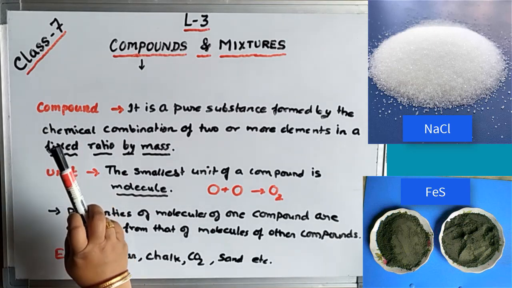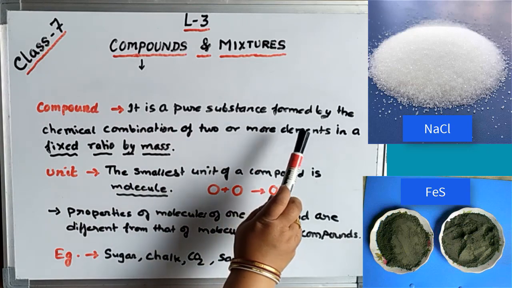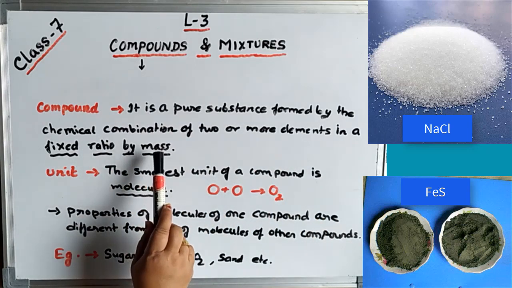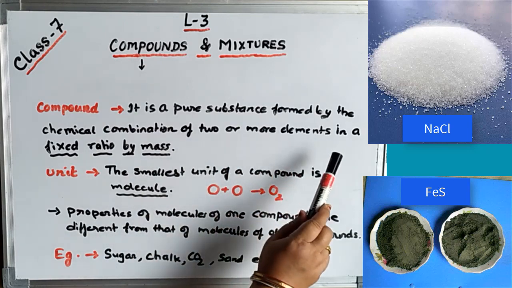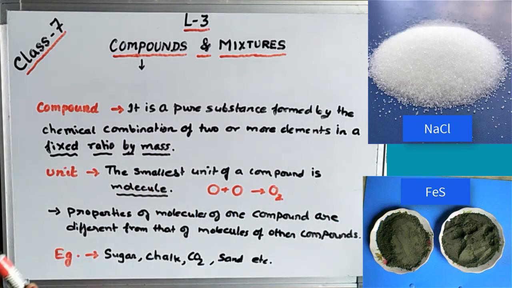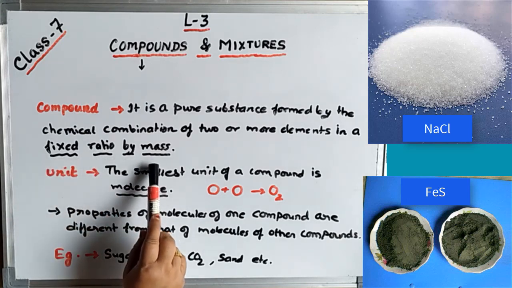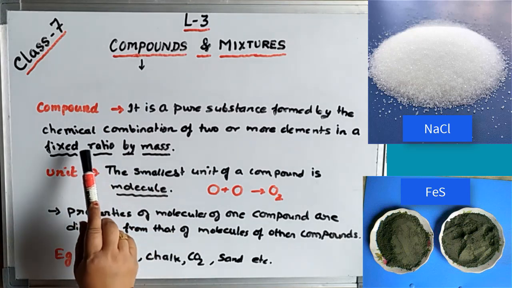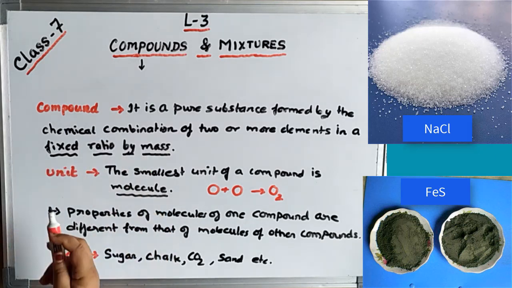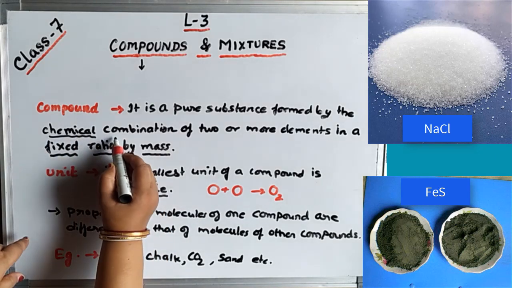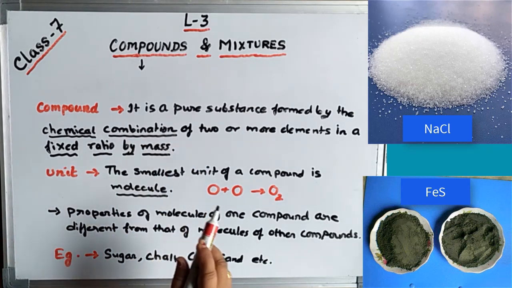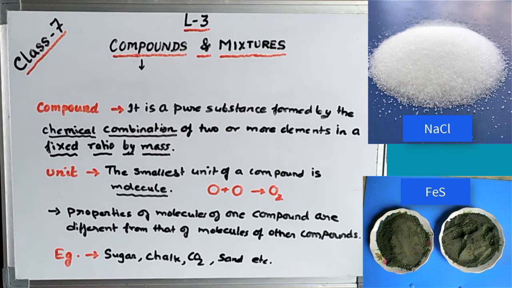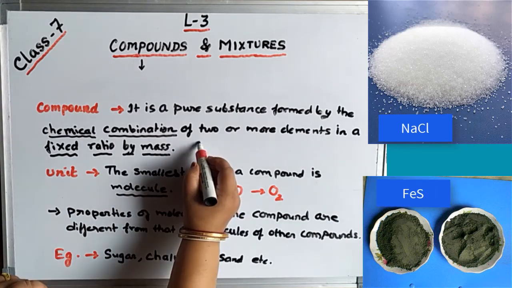Now what is a compound? The definition of a compound is: it is a pure substance formed by the chemical combination of two or more elements in a fixed ratio by mass. That is a good keyword, you should not forget. And this is another keyword, chemical combination. They are not mixed physically, they are chemically combined. So it is a pure substance, because you know that elements and compounds are part of pure substances, formed by the chemical combination of two or more elements in a fixed ratio. Fixed ratio means what? Let us see.